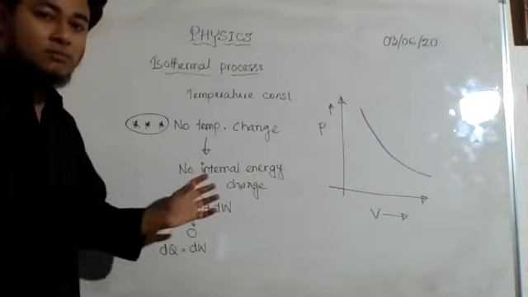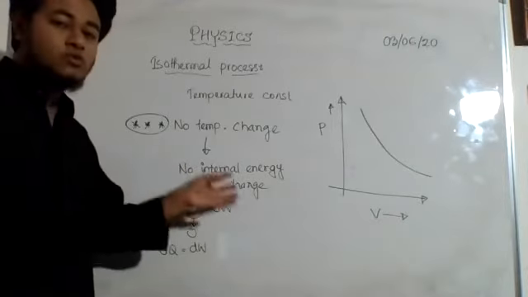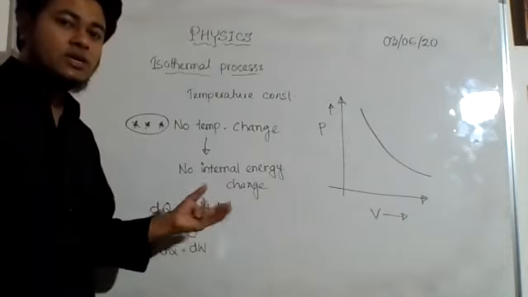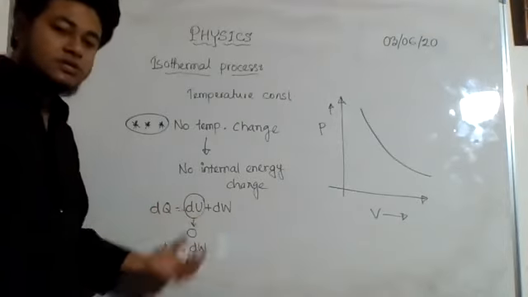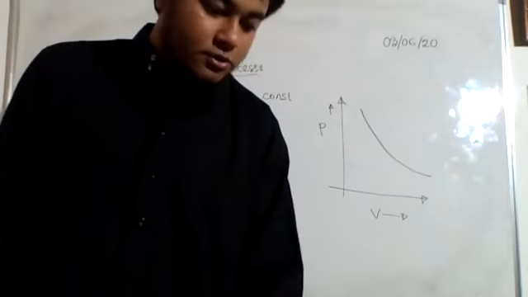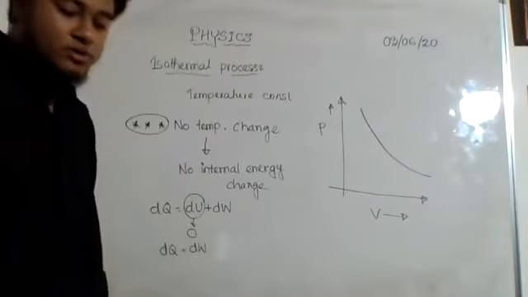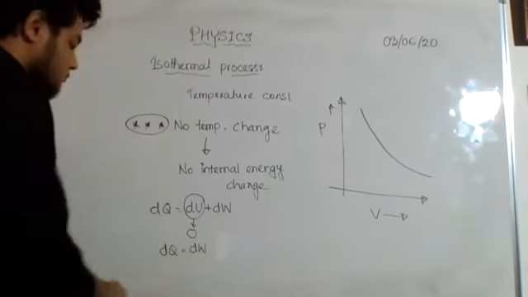Now, if there is no change in internal energy, that means the total amount of heat energy that you are supplying, you are still supplying the heat, right? So that heat energy will be used in doing the external work. No change in internal energy will occur. So in an isothermal process, it is P1 V1 equal to P2 V2. Now this is what we got from Boyle's law also.